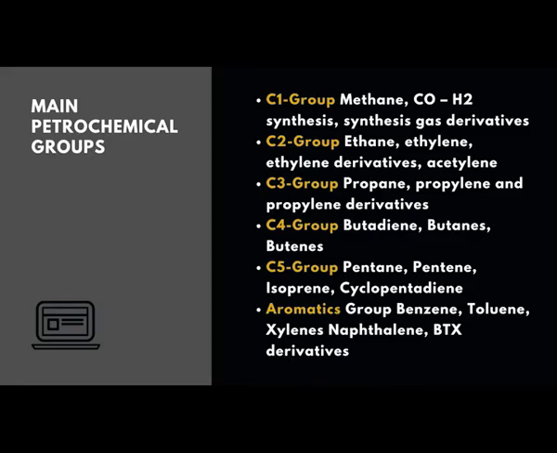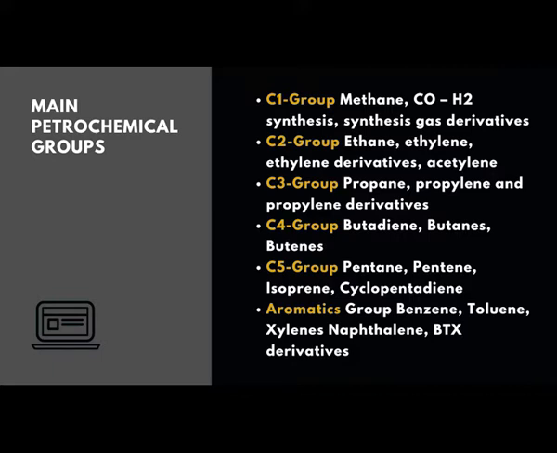When we talk about petrochemicals, they are primarily bucketed under different groups. For example, the C1 group. C1 group means petrochemicals having one carbon atom, starting with methane, then syngas, which is a mixture of carbon monoxide and hydrogen, and synthesis gas derivatives. Then the second one is the C2 group, primarily the ethane family and derivatives: ethane, ethylene, ethylene derivatives, and acetylene. Then the C3 group, known as propane, propylene, and propylene derivatives.